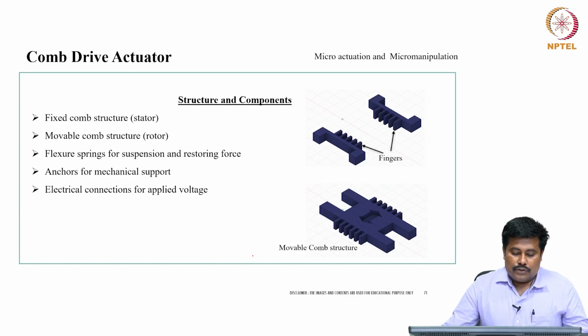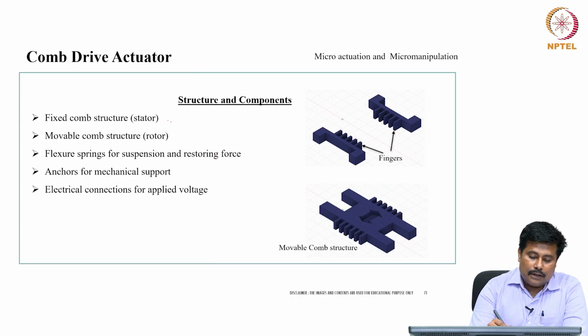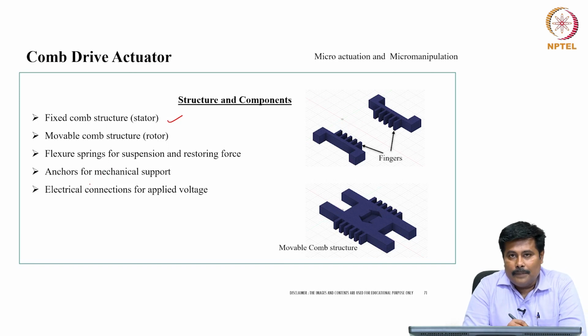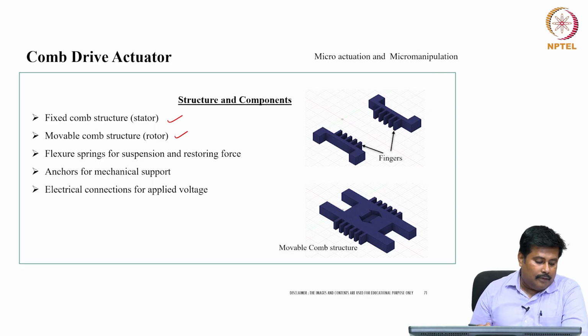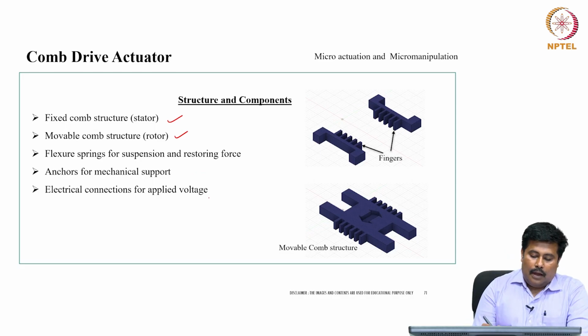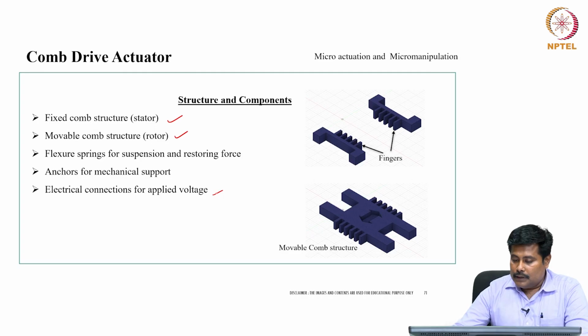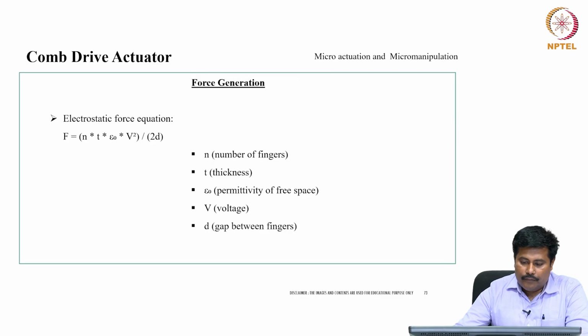So with reference to the structural and component point of view, these are the different structures it exhibits. One is called a fixed comb structure, which we call the stator, and the other is called a movable comb structure, which is nothing but the rotor, a flexural spring for suspension and restoring force, and an anchor for mechanical support and an electrical connection for the applied voltage. So these are the different structures and components of the motor.